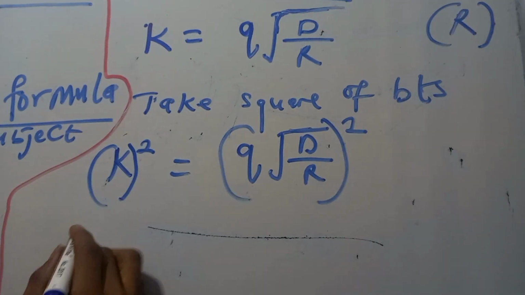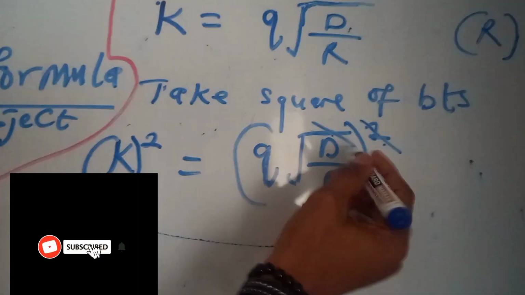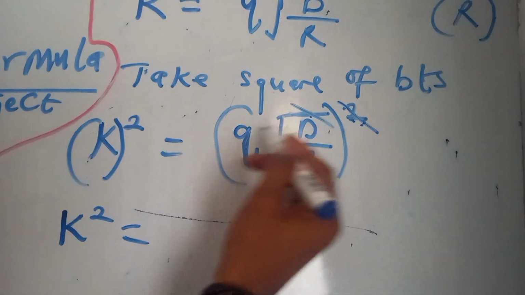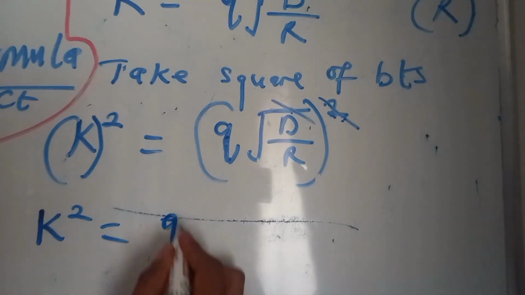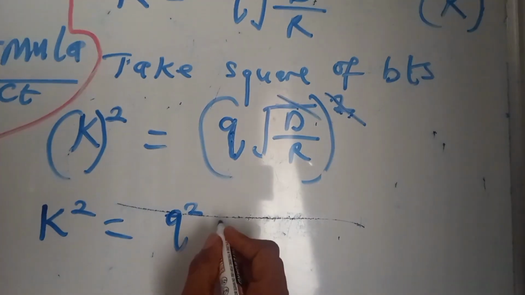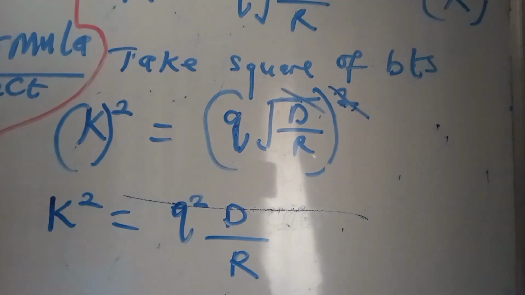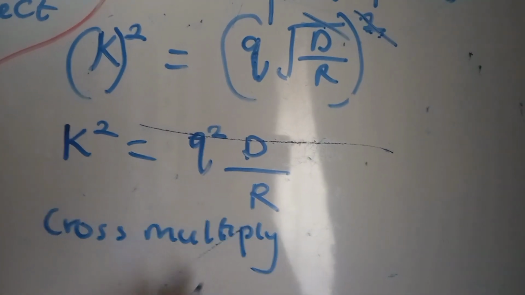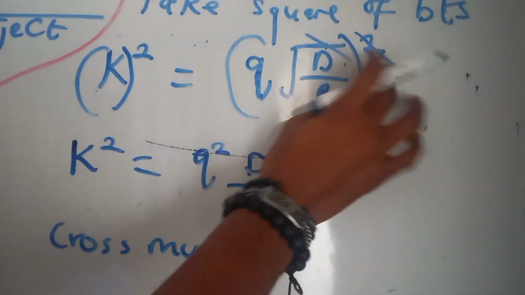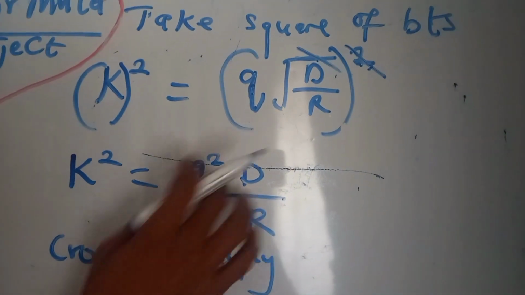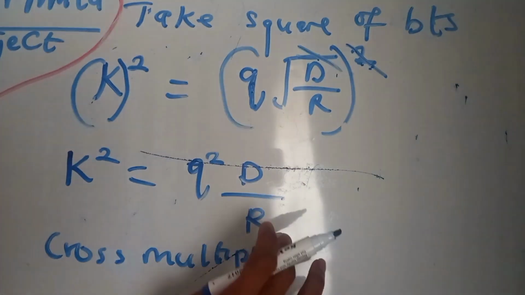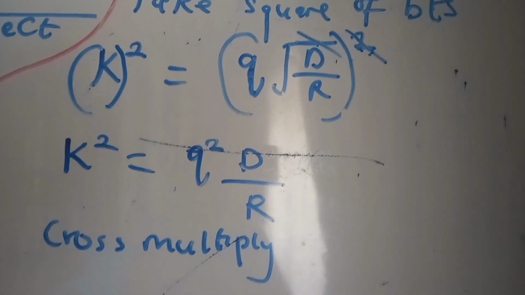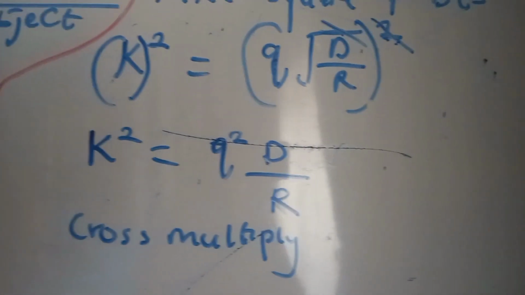So what I have here now, I have k square equals, the square root is gone. This square affects this q, so q square, and d over r. The next is cross multiply. If you are still confused, what happens is that this square affects q, which is q square, and this square cancels the square root, which is d over r. This was also affected because the law says that whatever operation you apply on the left hand side will also affect the right hand side. That is why it's like that.